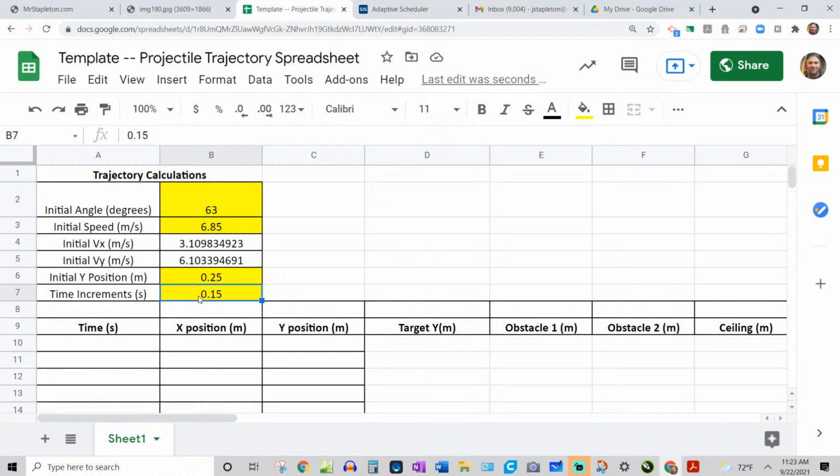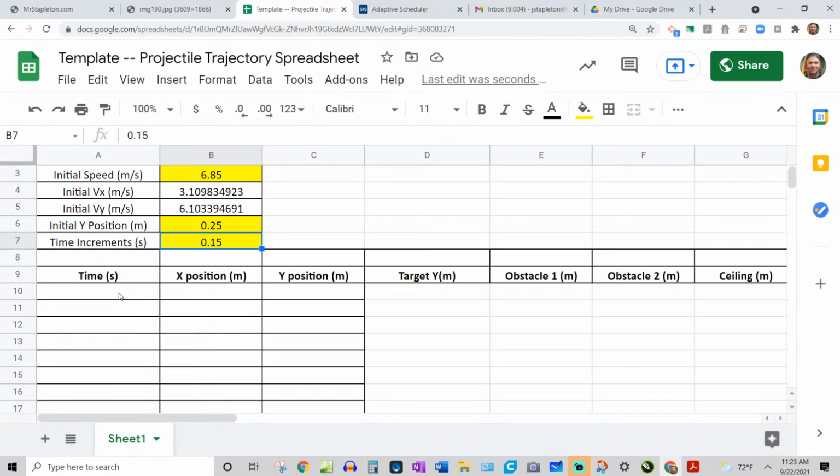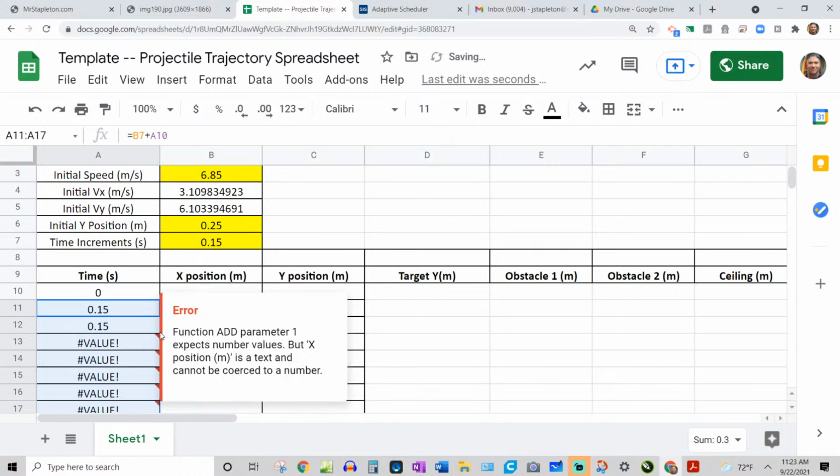I've got time increments here, and there's a reason for it. I could go into why later, but the time is going to start at 0, and then my next time is going to be equals the time increment plus 0. And I've got a problem with my equation. I did that on purpose. It's going to look fine now, but when I copy this down, it's not going to work. It's not going to go 0.15, 0.3, 0.45 like it's supposed to. Does anybody know what I did wrong?